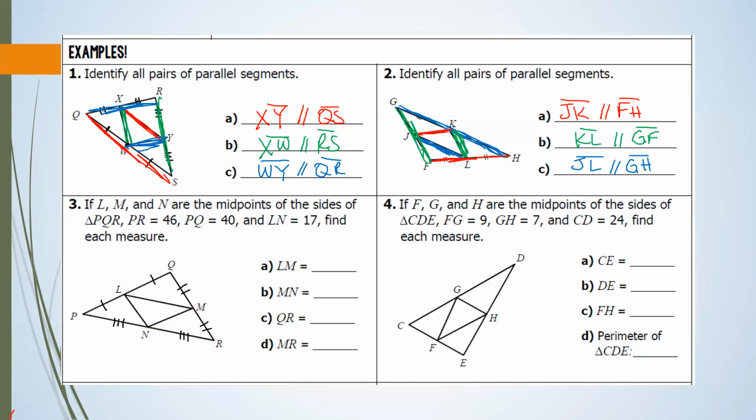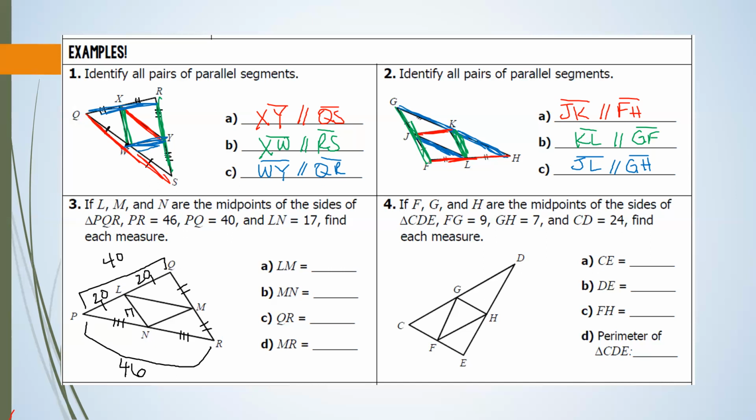It says that PR is 46, so I'm just going to go ahead and label this whole side as 46. PQ is 40, so this whole thing is 40. And LN is 17. Oh, that's this piece right here. All right. Well, now I can find all of the other pieces in the triangle. If the whole length of PQ is 40 and PL and LQ are congruent, that means that each of these pieces has to be 20 because they have to be the same size and they have to add up to 40.